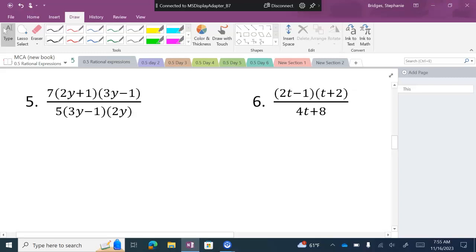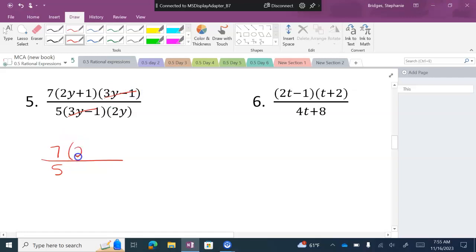Can anything be factored in number 5? No. Do we see anything? Let's start with the numerical values that are in the front, the 7 and the 5. Can those simplify at all? No. So I'm going to leave them where they are. Do we see anything else that's exactly the same? What? 3y minus 1. Okay.